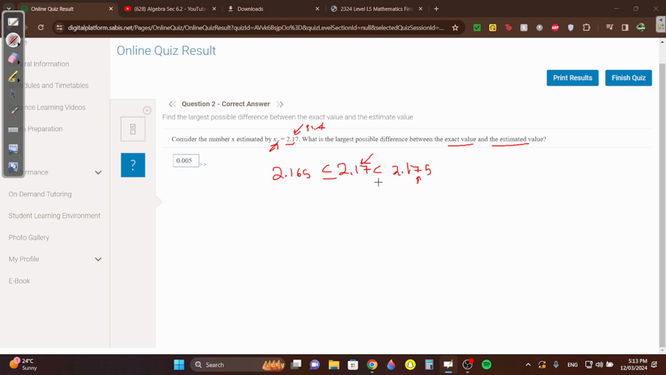This is my estimated value, yeah? What's the difference between these two? 0.005. What's the difference between these two? 0.005. So what's the largest possible difference between the exact value and the estimated value? The largest possible is 0.005, because 2.175 minus 2.17, or 2.17 minus 2.165.